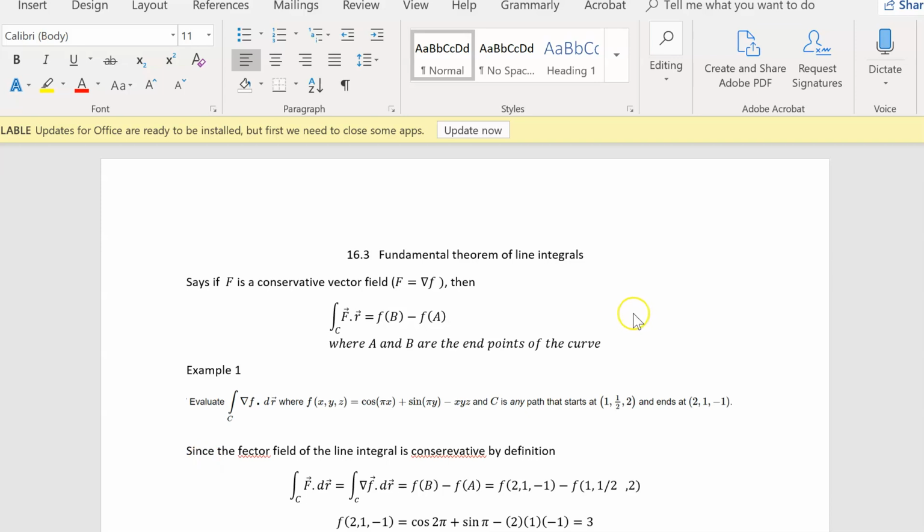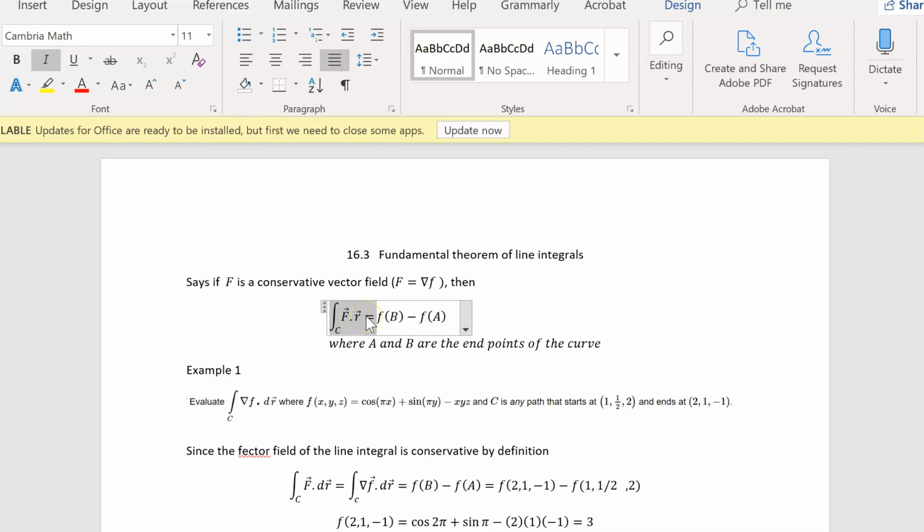So this is a video on the review of section 16.3 on the fundamental theorem of line integrals. We are only going to do a review because we have already done this in Calc 3. So all it says is that basically, this is a line integral, F dot dr, right?